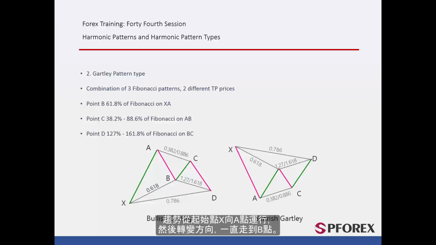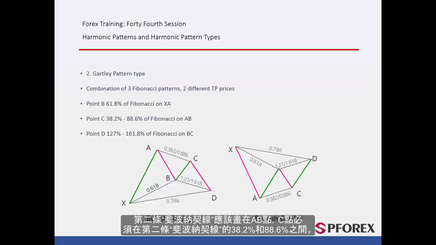Trend moves from the starting point X toward the point A. Then it reverses its direction until it reaches point B. If the first Fibonacci is drawn on XA line, then B should be around 61.8% level. On a reversal point B, trend returns to its direction and proceeds to a certain point C. The second Fibonacci should be drawn on AB, and C must be between 38.2% and 88.6% of the second Fibonacci.